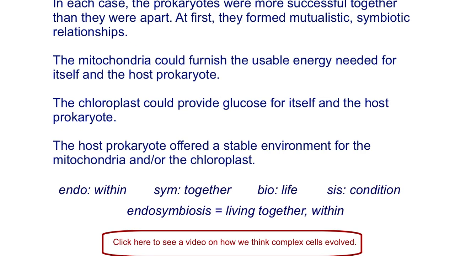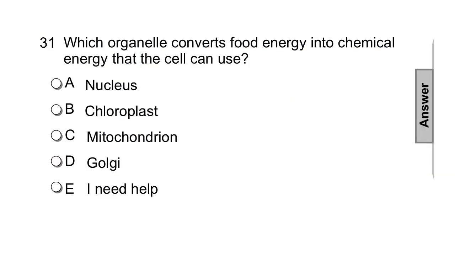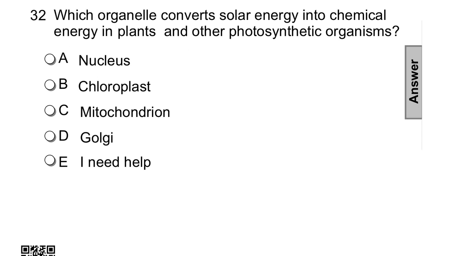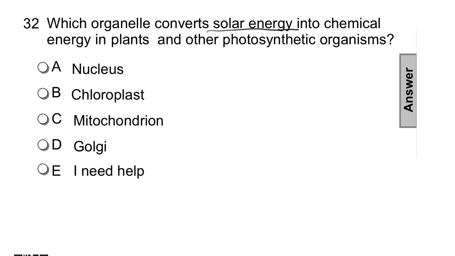So here's a summary of what I was explaining. You might want to read through that. Okay, what converts food energy into chemical energy? So that'd be glucose energy into usable chemical energy that the cell can use as ATP energy. So that would be a mitochondrion. Mitochondria is plural for mitochondrion. What organelle converts solar energy into chemical energy stored in the glucose? Chloroplast. Photosynthesis is a process.